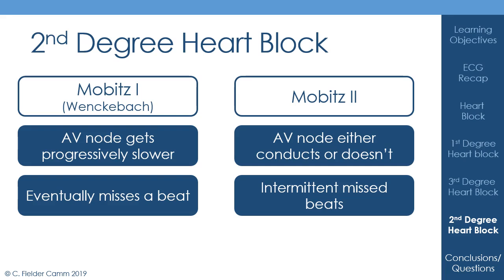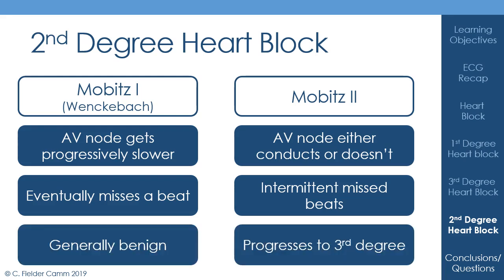Whereas in Mobitz 2, it'll intermittently miss beats. And that might be in a clear pattern, like every other beat or every 3 beats. But the AV node, like I said, doesn't get slower. It either conducts or it doesn't. So the PR interval on the beats that are conducted is the same. And then where the beat obviously doesn't conduct, it goes until the next P wave.